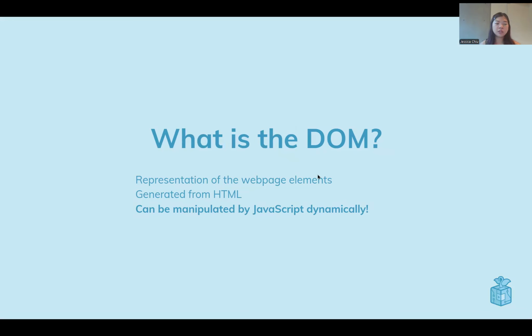Okay, let's talk about the DOM. So, what is the DOM? The DOM means the document object model. This is basically the browser's internal representation of all the elements on your web page. It's generated by HTML, and crucially, it is manipulated by JavaScript dynamically. So you can add, remove, change elements in real time using JavaScript.